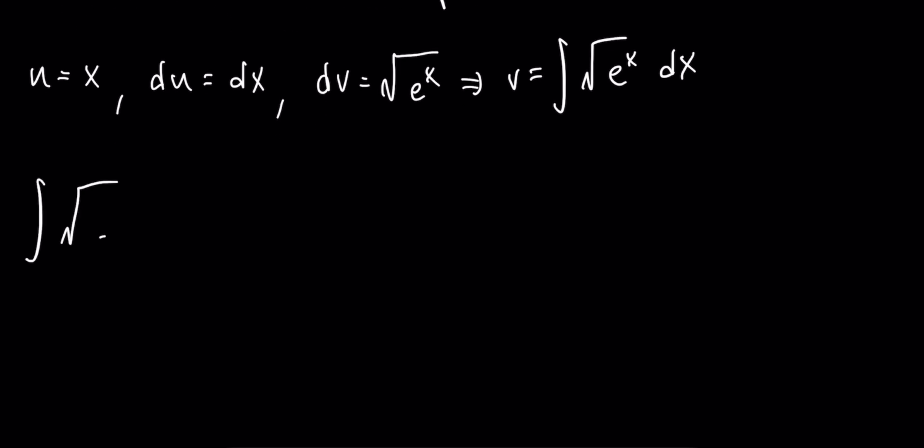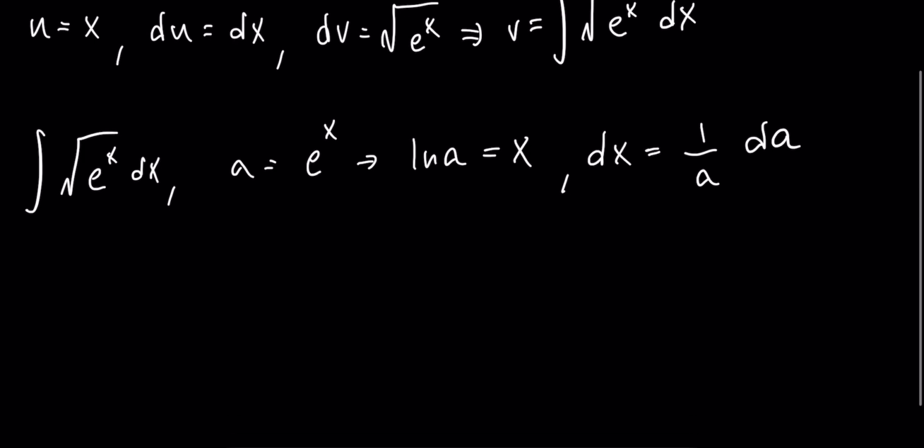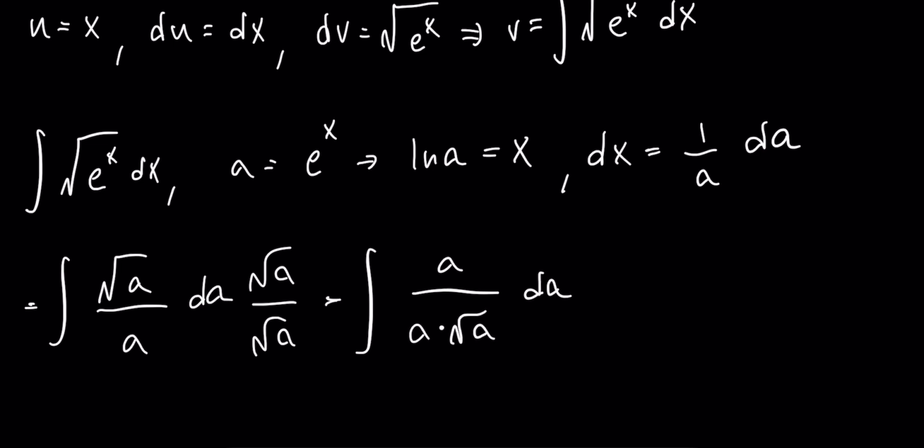So the integral of the square root of e to the x dx, to evaluate this integral, we could use a substitution. So we could let a equal e to the x. Solving for x, we have the natural log of a equals x. Taking the derivative on both sides, we have dx is 1 over a dA. And now this integral would turn into the square root of a over a dA, but we could rationalize the numerator and denominator, and we'll get a divided by a times the square root of a dA.